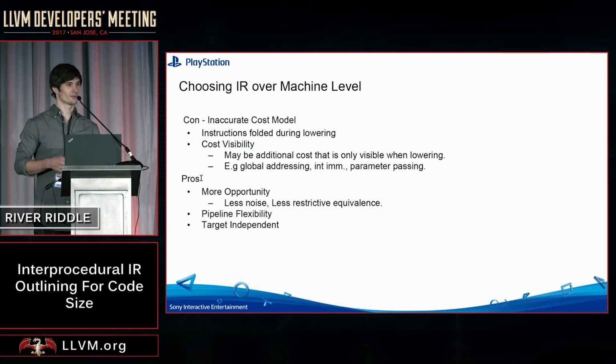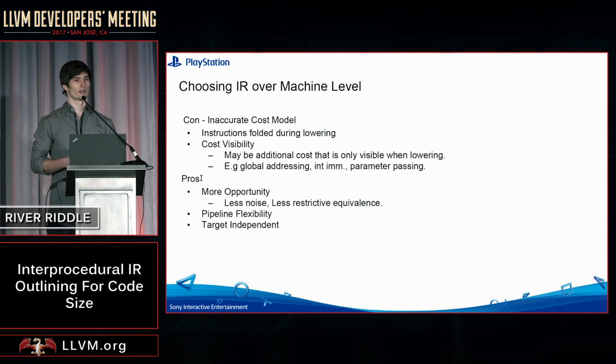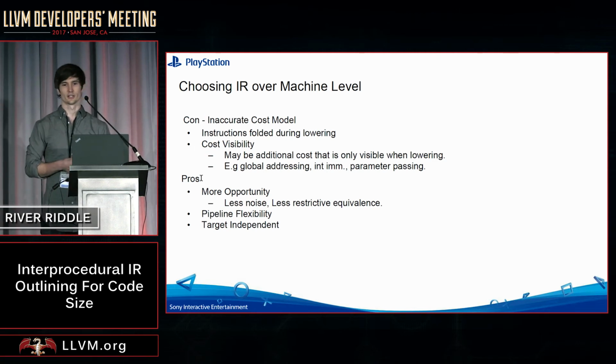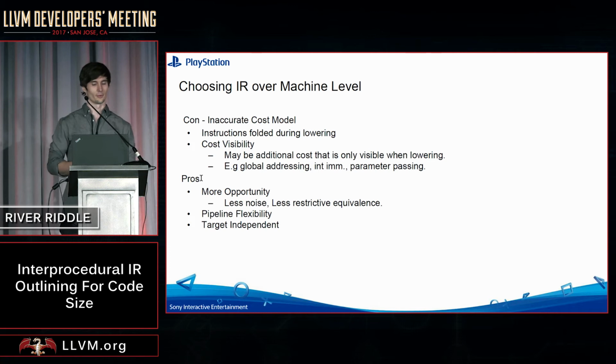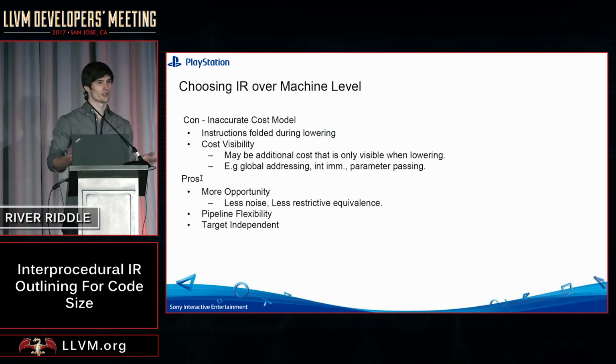Although we have this inaccurate cost model, we do get a lot of benefits from placing it at the IR. For example, there's a lot more opportunity. During CodeGen, things like instruction selection, instruction scheduling, register allocation tend to create a lot of slight variations between the code that, because we're trying to match, create problems. We also have a lot of flexibility in the pipeline. We have the full view of the scalar optimization pipeline as well as inlining, so we can choose where we place it in the pipeline, run it multiple times, that kind of thing. And we're target independent out of the box. That means that we don't have to have any kind of special case logic for function construction, parameter passing, or volatile ABI characteristics.